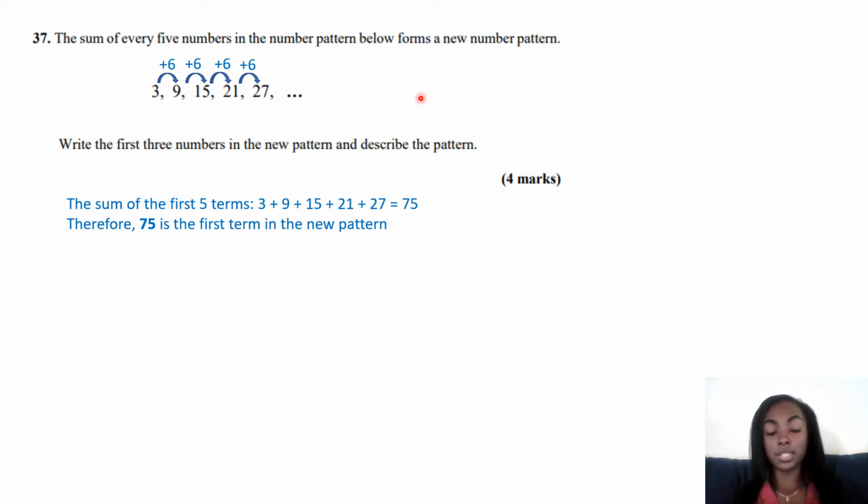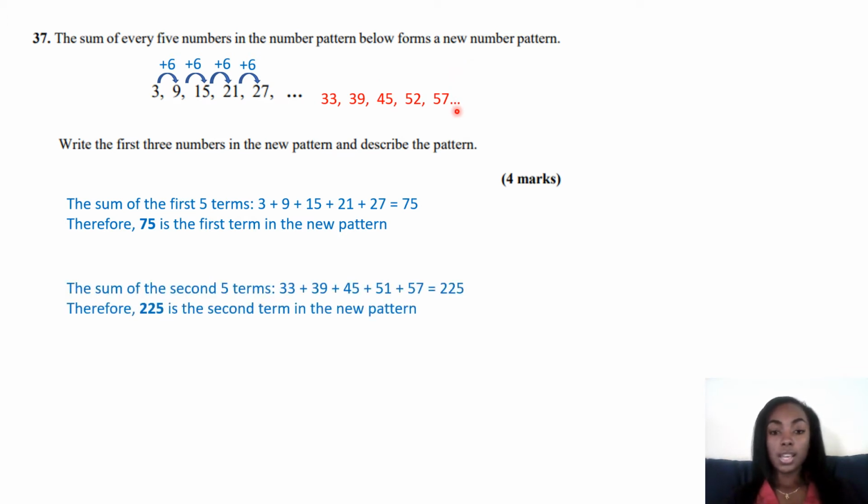And go beyond to give us another 5 numbers so that we can add it up and get the second number, or the second term in the new pattern. So from 27, I'm going to add on 6 and then I'm going to get 33, then 39, 45, 52, 57. So that now is going to give me enough information to get the second term in the new pattern. So I'm going to add up these second 5 terms, right? So all of these here, I'm going to add it up and then we're going to get 225. Therefore, 225 is the second term in the new pattern.